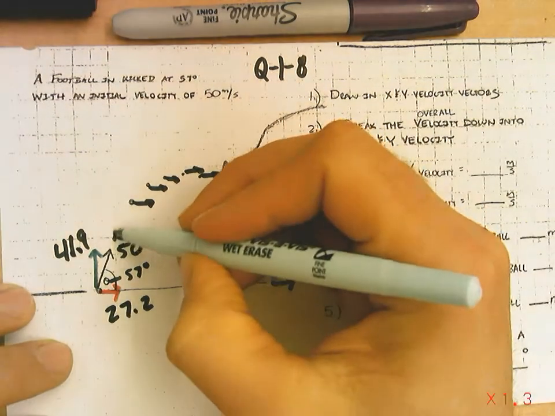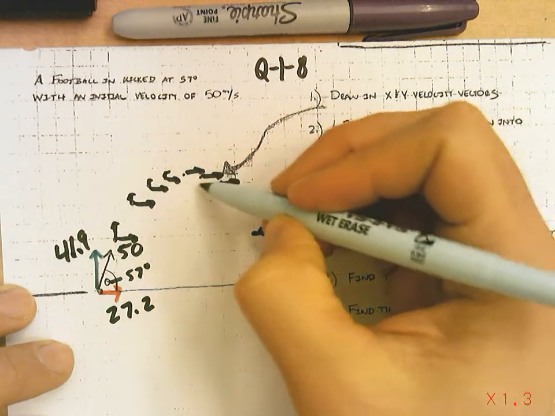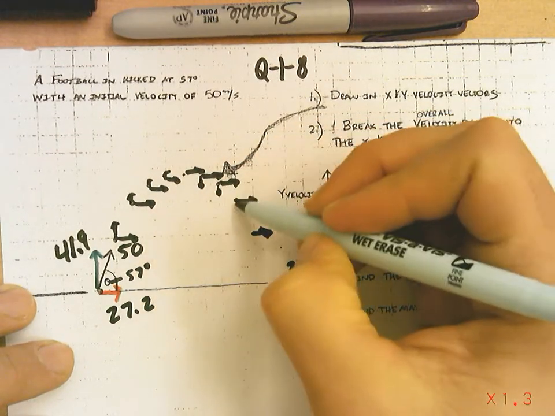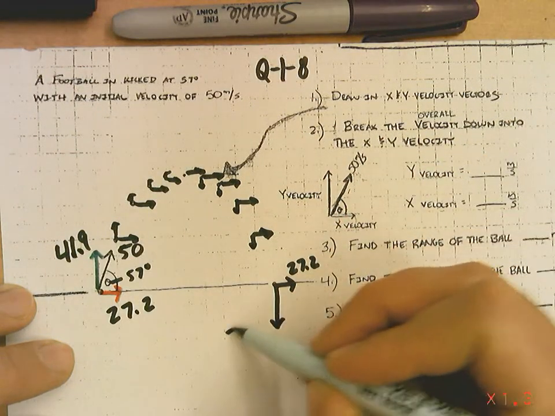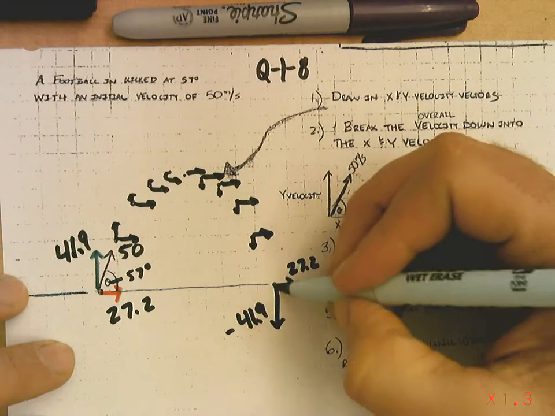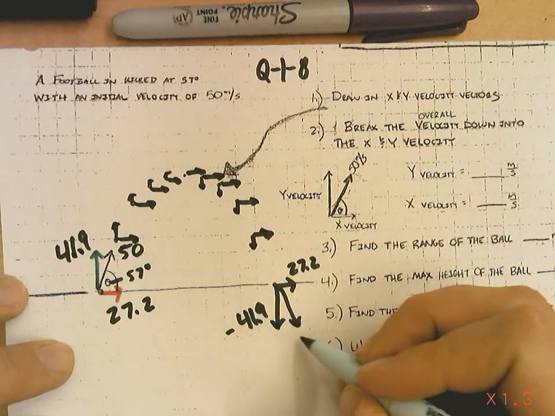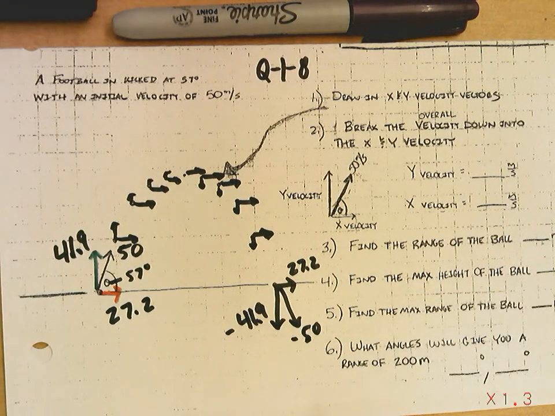In terms of y, the arrows start to shrink in size, and by the time they get to the top, there's nothing, and then we start to go back down. They start getting bigger in size until it's exactly the same it started with, but in a negative way, so it's negative 41.9 when it lands. So the overall resultant would be negative 50. Pretty much the exact opposite of what it started with, same, but different direction.